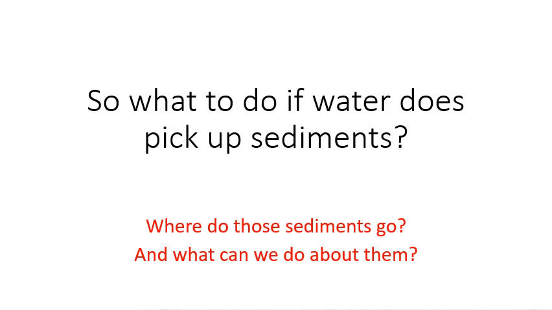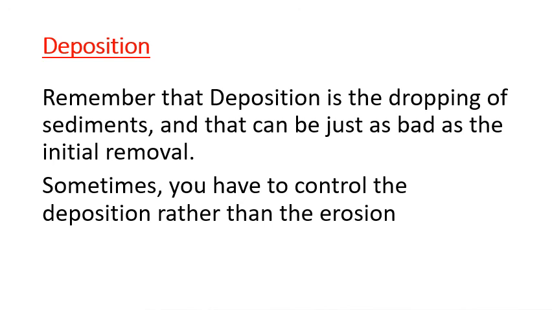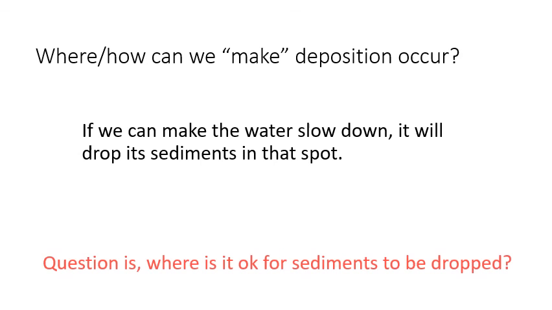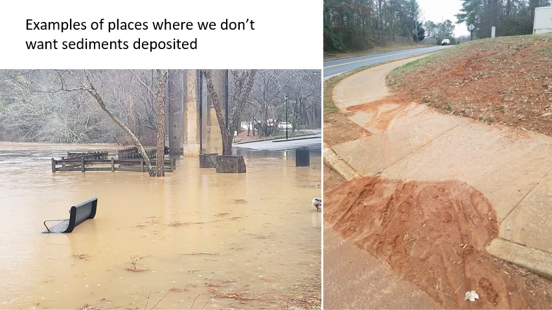So what do we do if water does pick up sediments? Where are they going? And what do we do about them? Remember this concept of deposition, where sediment is being dropped. Well, that can be just as bad as sediments being removed. So sometimes we've got to control where the sediments are dropped rather than whether or not they get picked up. Well, how can we make deposition occur? Well, if water slows down, it's going to drop its sediments. The question is, where is it okay for sediments to be dropped?